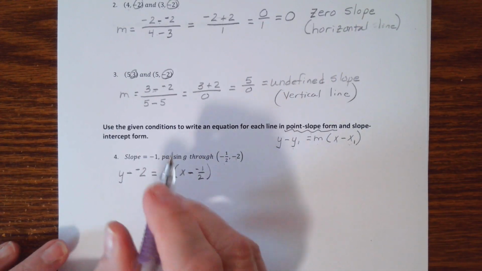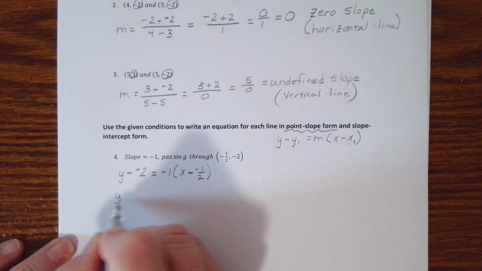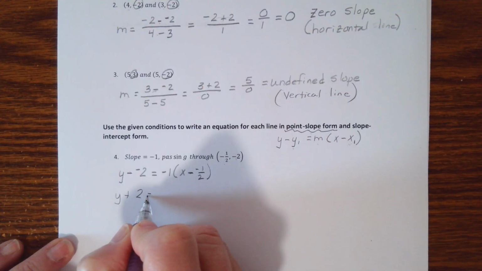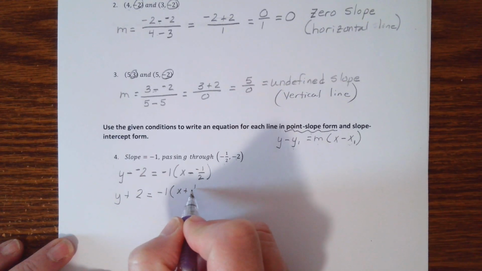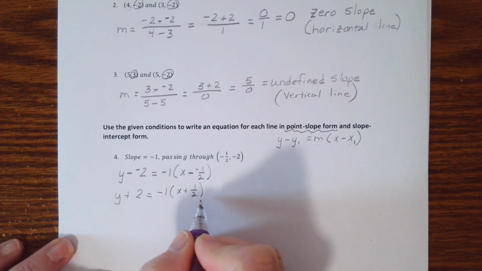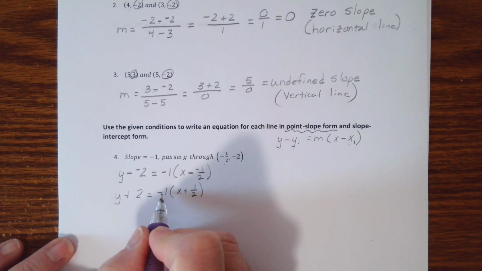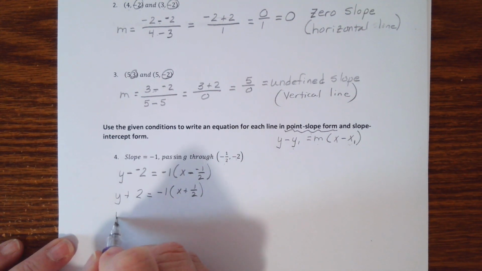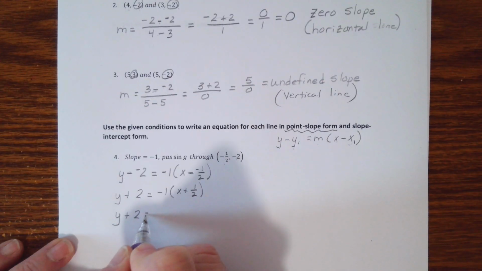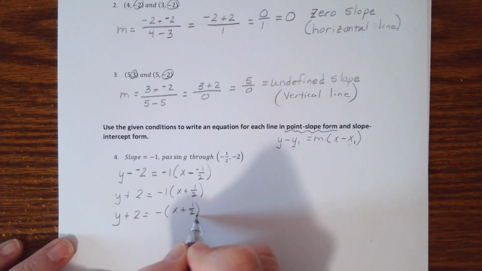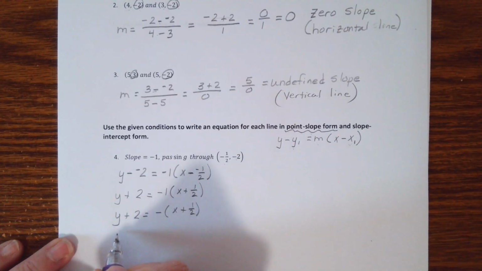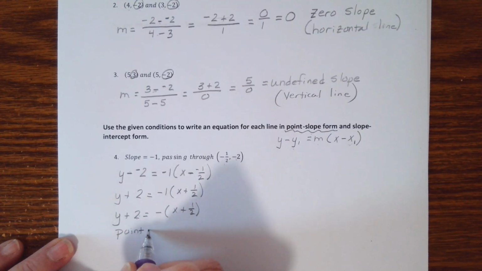We need to change that. So we need to simplify it a little bit more. We're going to go y plus 2 equals negative 1 times x plus 1/2. Now this is considered the point slope form. Now some people might say, do I have to put the negative 1? You could write it like this, y plus 2 equals negative x plus 1/2. Either way would be okay. And this is considered the point slope form, because here's my point, there's my slope.